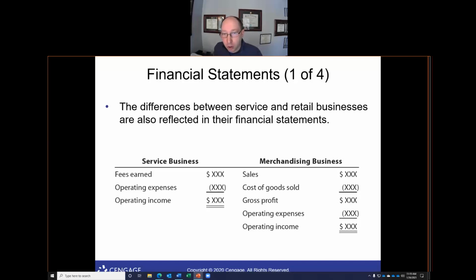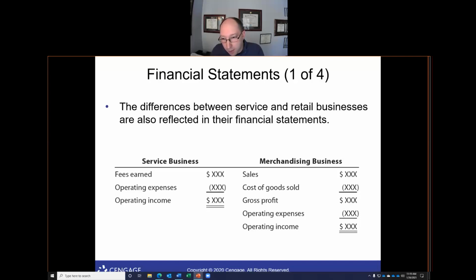Cost of goods sold is the cost of the inventory to the business to sell it to you. The cost of inventory to the business to sell it to you, that's cost of goods sold. When they sell you that new TV that you bought at Best Buy for like $1,000, it cost them about $200. So their sales will be 1,000, their cost of goods sold will be 200.